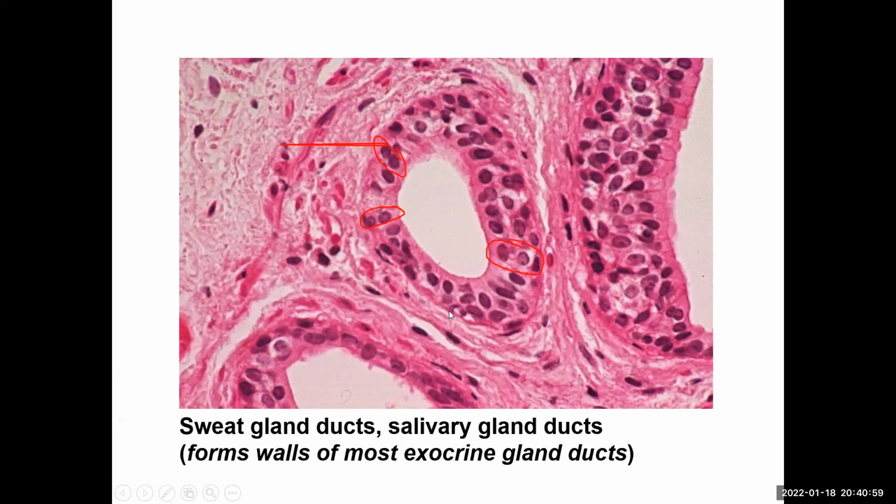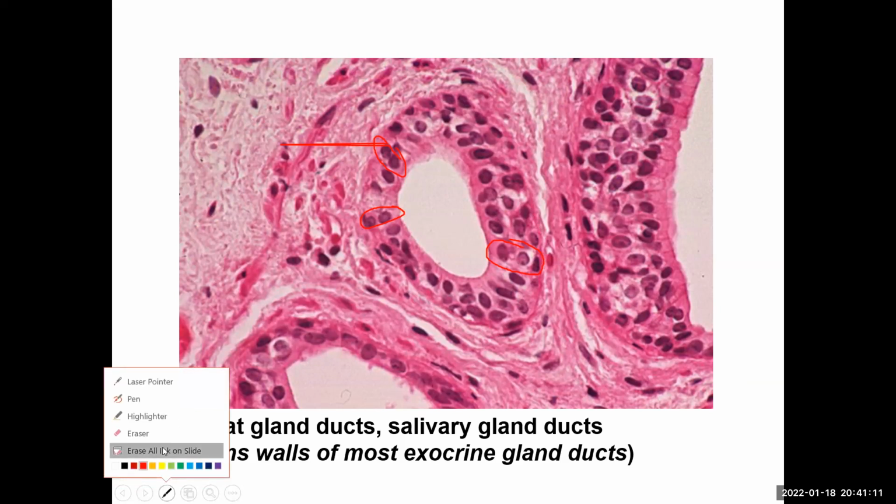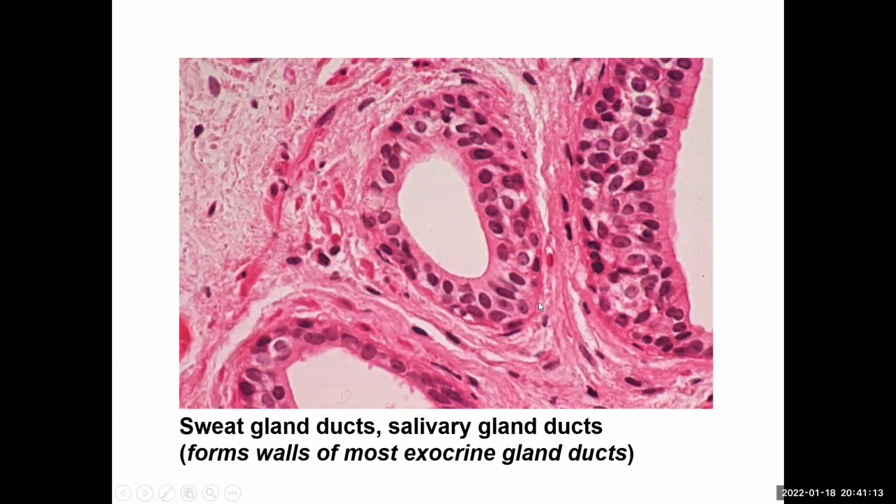Okay, so your basement membrane, see this kind of pinkish line, reddish pinkish line? There's the basement membrane. You can see it a little bit better over here. Okay, so that's the basement membrane, and then the apical surface is right here on the top. This is a lumen.